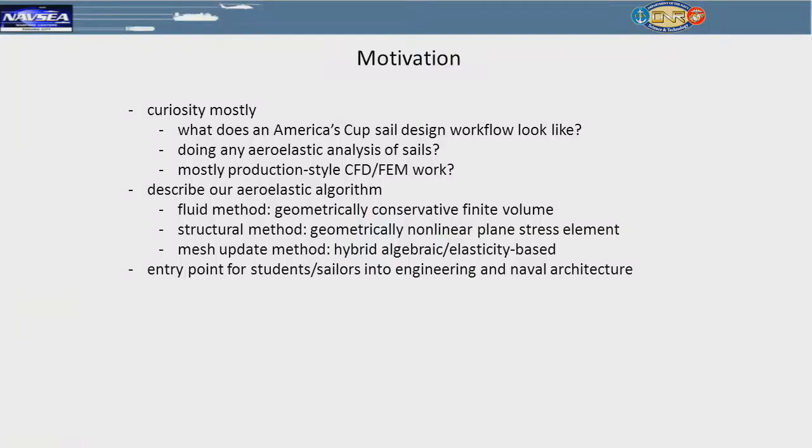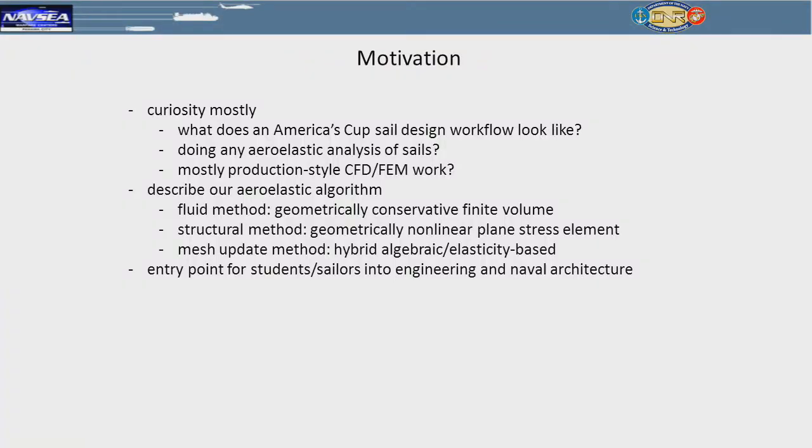As far as motivation goes, I think it's honest and fair to say it's mostly curiosity. As a person who's worked as a naval architect his entire career and has been a sailor for as long, I just have some curiosity about what the workflow looks like within an America's Cup design setting. In particular, what does their sail design workflow look like? Are they doing any aeroelastic analysis of their sails? Or are they doing mostly production CFD, FEM style work in their design cycle process? So that's the curious part.